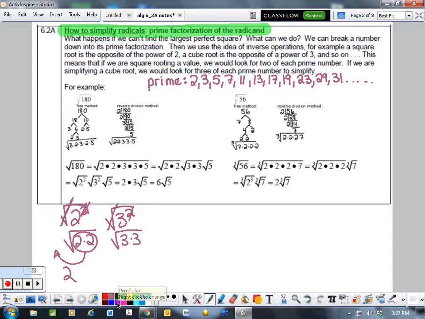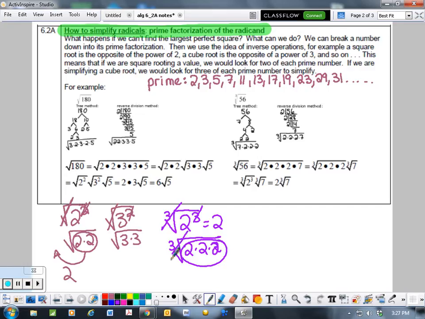Now it doesn't only work with square roots, it works with cube roots. So if I have the cube root of 2 to the third, the cube root and the third power will cancel out, giving me the number 2. So when I'm breaking down into primes, 2 to the third is really 3 2's. As long as I have 3 2's, that will cancel out and give me just one 2 on the outside. And so we're going to use this idea to help us out.